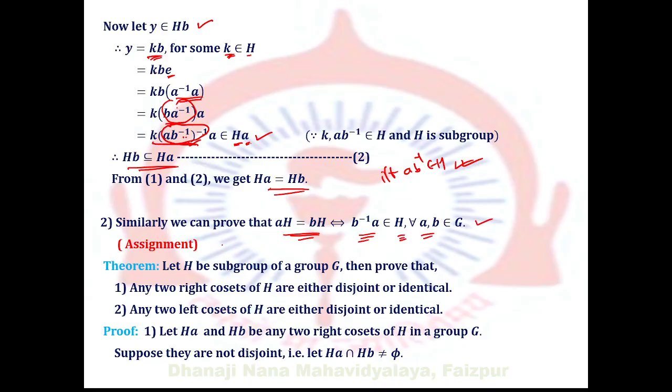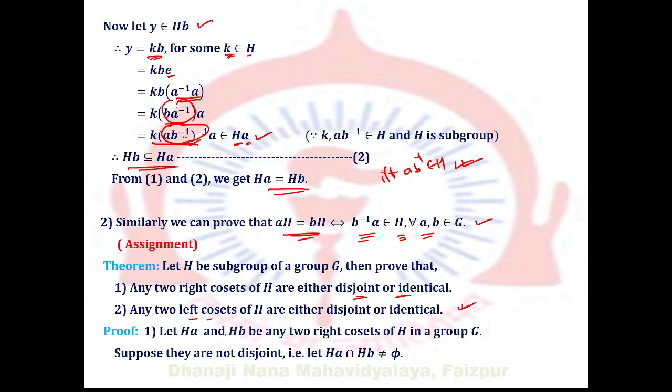Now next we have result. Let H is subgroup of given group G. Then prove that any two right cosets they are either disjoint or identical. म्हणजे आपण आधीच बघितलं की कोणतेही दोन right coset एकदा equal असतील किंवा ते disjoint असतील, त्यामध्ये एकही common element नसतो. त्याचप्रमाणे any two left cosets are identical or disjoint.